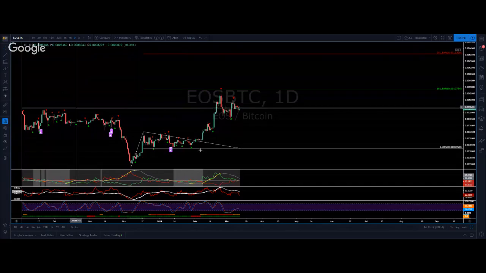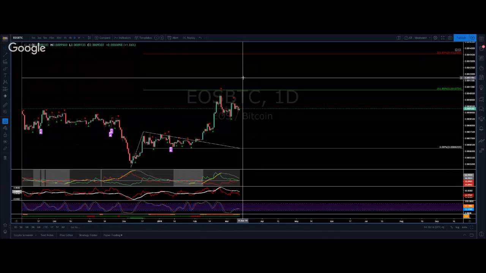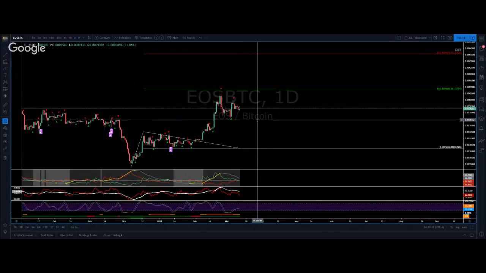Hey everyone, glad to have you here, doing a quick update on EOS. There's some interesting structure here on this particular asset that I want to pay some close attention to. Also talk a little bit about what I do when I'm looking at different Fibonacci retracement tools when I'm trying to determine targets when I'm entering a trade.